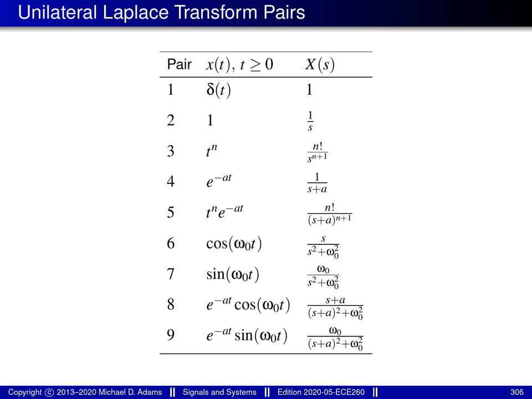When solving problems using the unilateral Laplace transform, we'll often find ourselves needing to compute the forward or inverse unilateral Laplace transform of certain commonly occurring functions. To assist with such computations, we often rely on a table of unilateral Laplace transform pairs. An example of such a table is shown on this slide. Unlike in the case of the bilateral Laplace transform, a table of transform pairs for the unilateral Laplace transform doesn't need to provide information about the region of convergence.